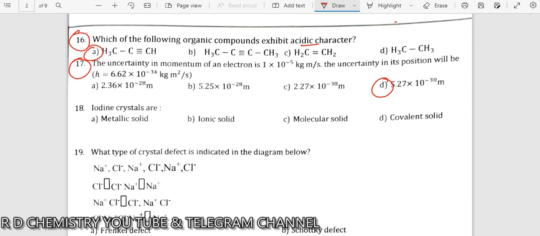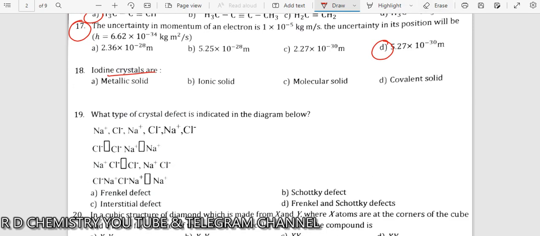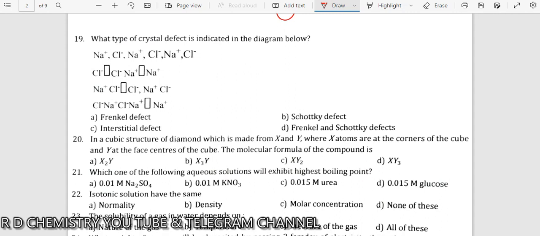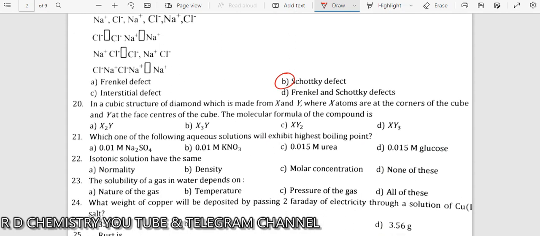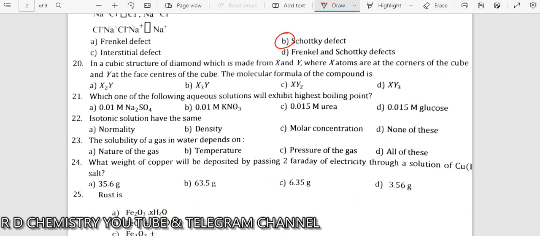Question number 18, iodine crystal from the solid state. So answer is option number C. Question number 19 is from solid state about the Schottky defect. Answer is option number B. Question number 20, again from the solid state, to write the molecular formula. Answer is option number D.